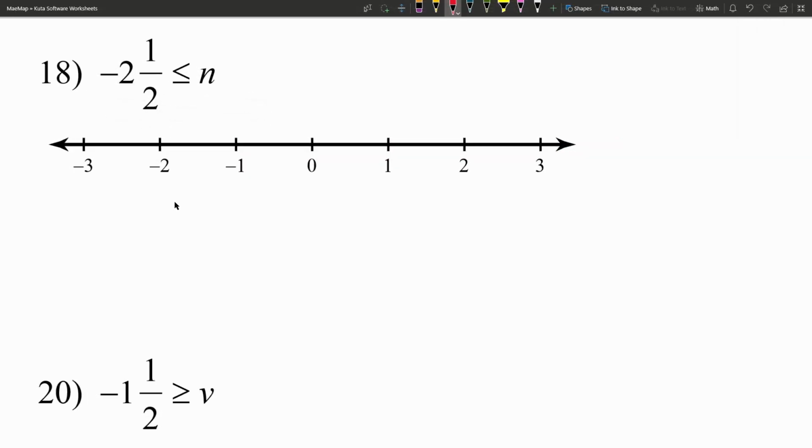On to number 18, we first need to locate where -2 and 1/2 is. Remember, we could write -2 and 1/2 as -2 plus a -1/2. So going -2 on the number line and then another -1/2, we're going to wind up here. And because we say that that value is less than or equal to, we're going to be filling that circle in, and n is going to be all the values to the right because -2 1/2 is less than or equal to my n. So n represents all those values that are greater than or equal to my -2 1/2.